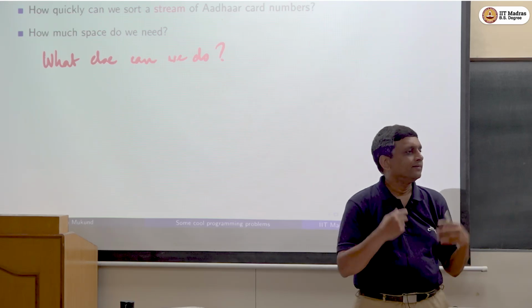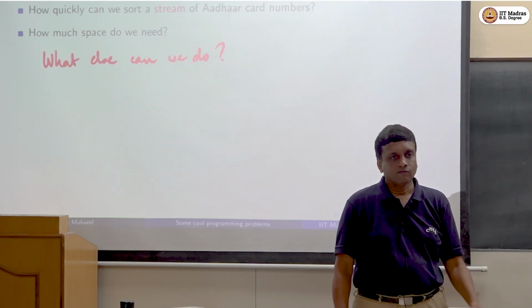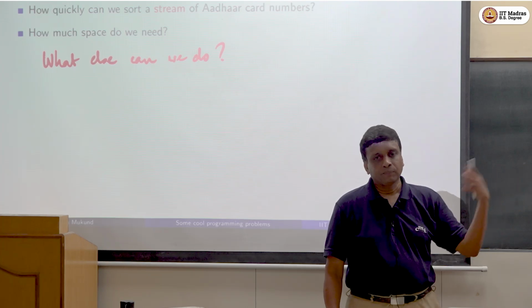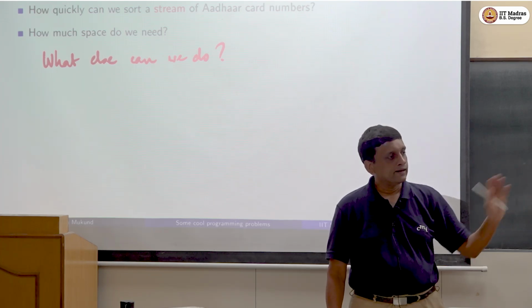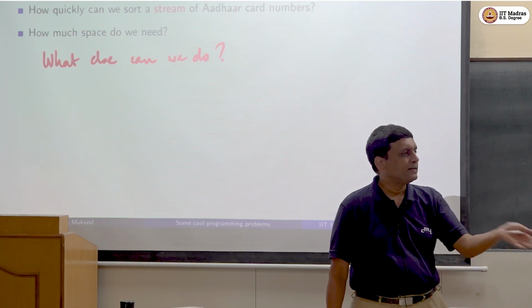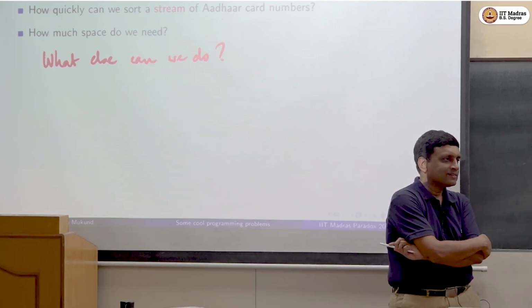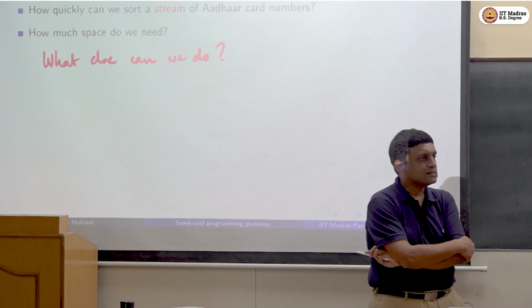But we are not handing out Aadhaar cards. We are collecting. So for example, you go to a voting booth and people come and they use their Aadhaar card as proof of ID. So you'll collect all those Aadhaar cards and then there'll be some random order. So that is the problem. The problem is the Aadhaar cards are already issued. Each of them is this 12-digit number and we want to sort them.